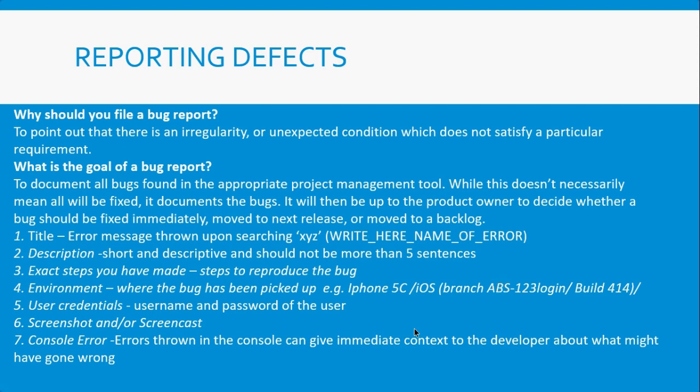You also need to provide credentials, username and passwords of the user, just basic things that will allow the bug to be reproduced, screenshots or screencasts and all that. And then you also need to provide logs as well. When we go through a mobile testing tool, I will show you the kind of things that you need to put on your bug reports.